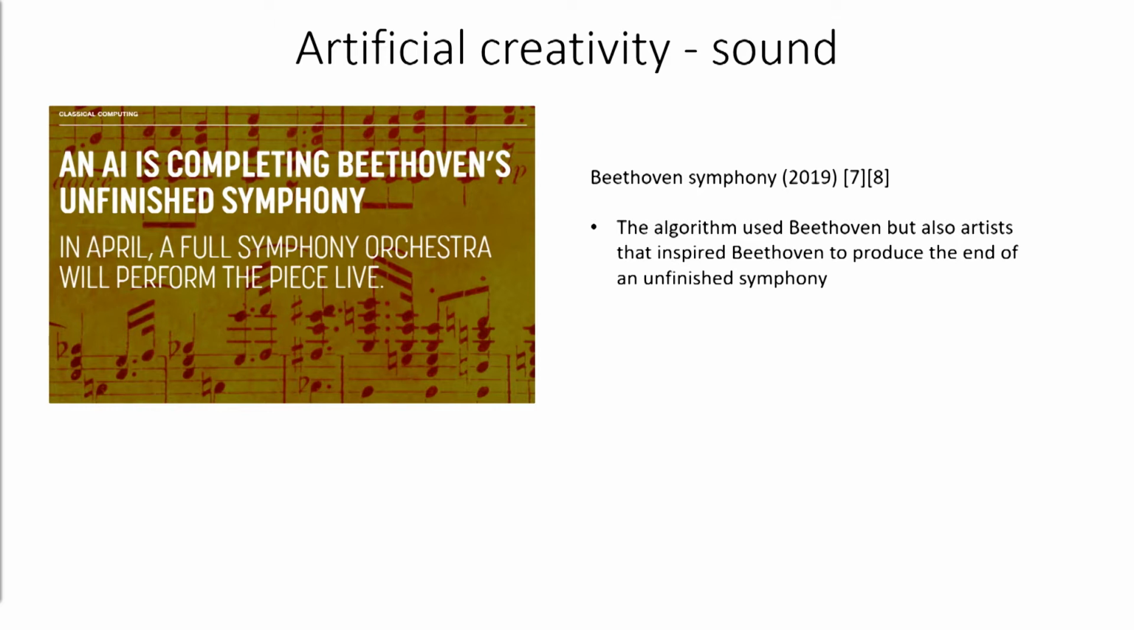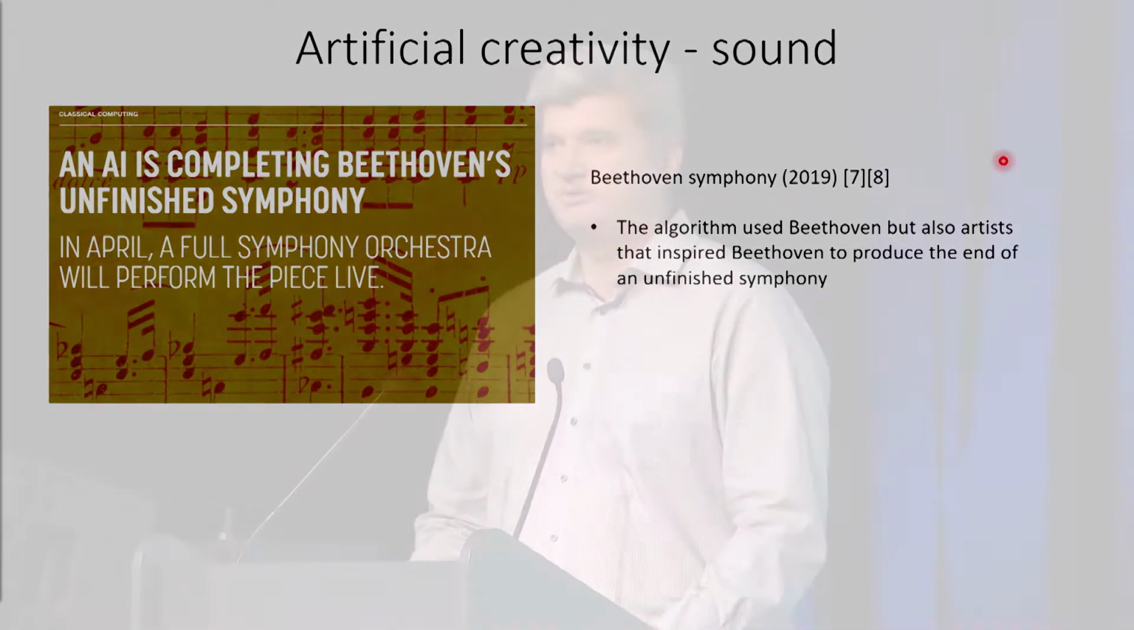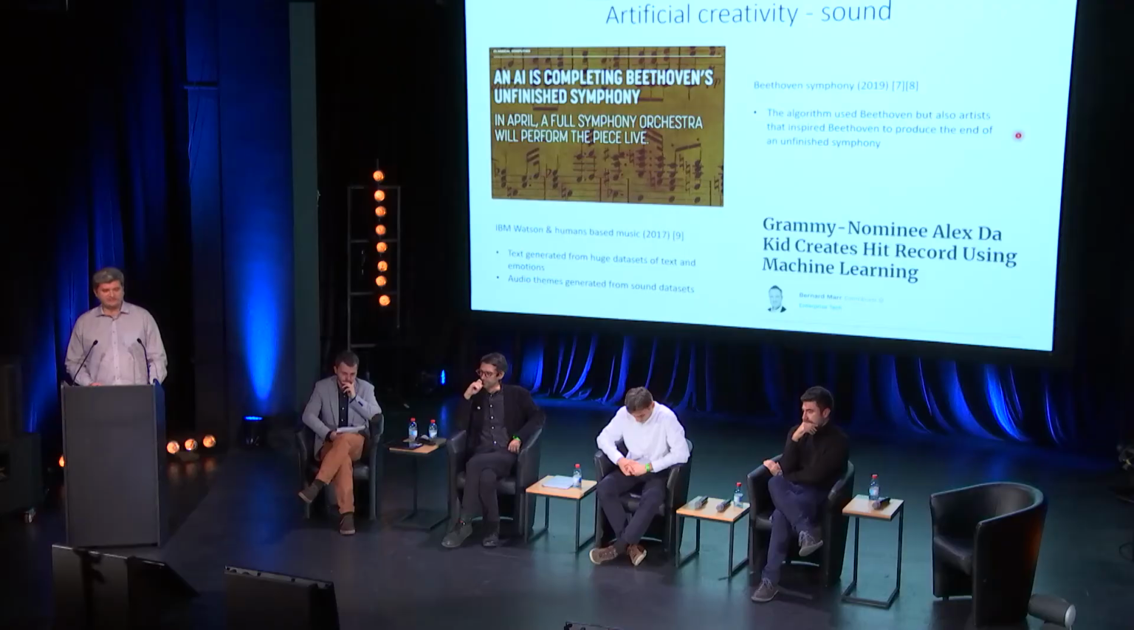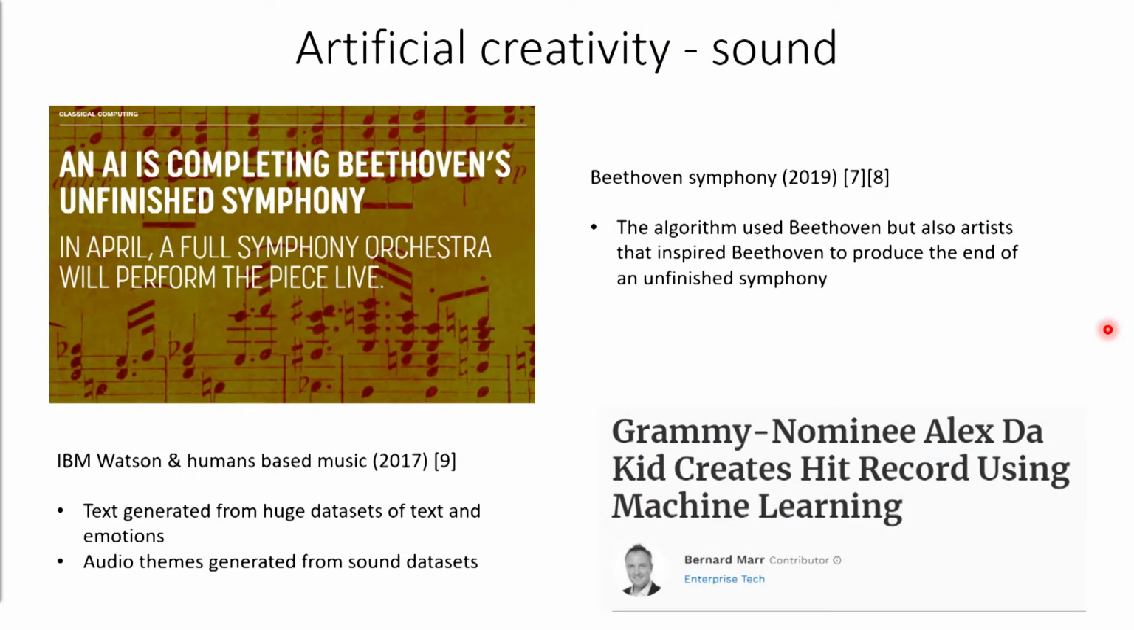Sound. For sound, you have this symphony of Beethoven, which was finished by an AI algorithm, based on a data set of Beethoven, but also other kinds of artists related to Beethoven. And maybe more interesting, the Alex da Kid hit, which was made by an AI. They used the IBM Watson system.